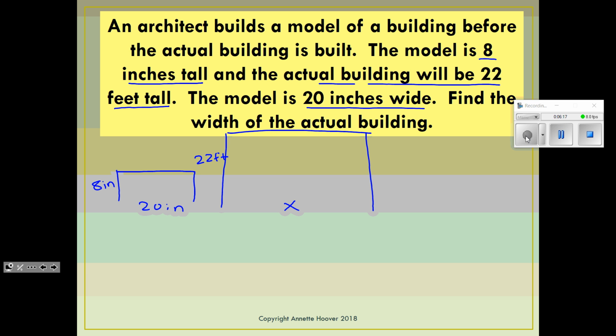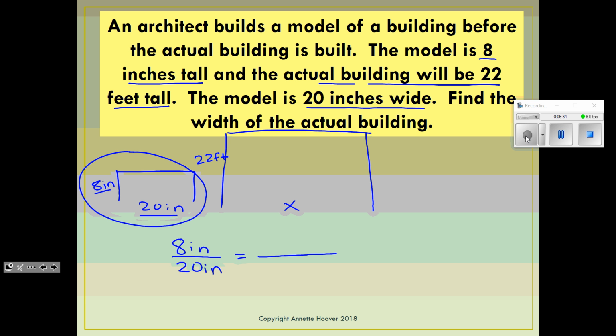So we want to set this up with a ratio. We could take the smaller building here and put the height over the width, so that would be 8 inches to 20 inches. That ratio represents the model. When we set up the ratio for the building, since we put the height on the top, we have to put the height on the top of this ratio. So we would put the 22 feet on top, and we're solving for how wide it is. The first ratio was the model. The second ratio was the building. Make sure that if you have height on top of the first, you have height on top of the second.